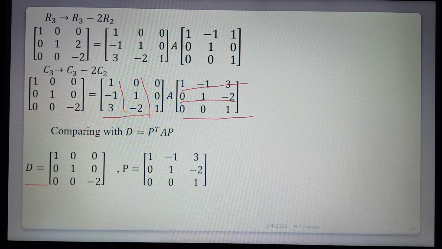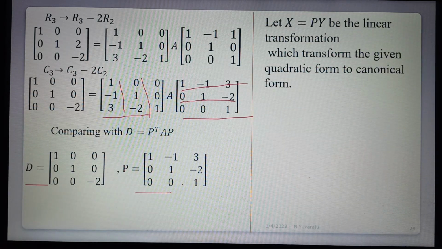Okay, now this is the D matrix, this is the P matrix. So A is already converted to a diagonal matrix. So next, finding the linear transformation.